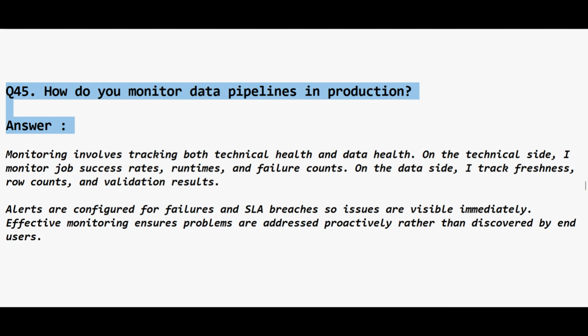Question 45. How do you monitor data pipelines in production? Answer. Monitoring involves tracking both technical health and data health. On the technical side, I monitor job success rates, runtimes, and failure counts. On the data side, I track freshness, row counts, and validation results. Alerts are configured for failures and SLA breaches, so issues are visible immediately. Effective monitoring ensures problems are addressed proactively rather than discovered by end users.